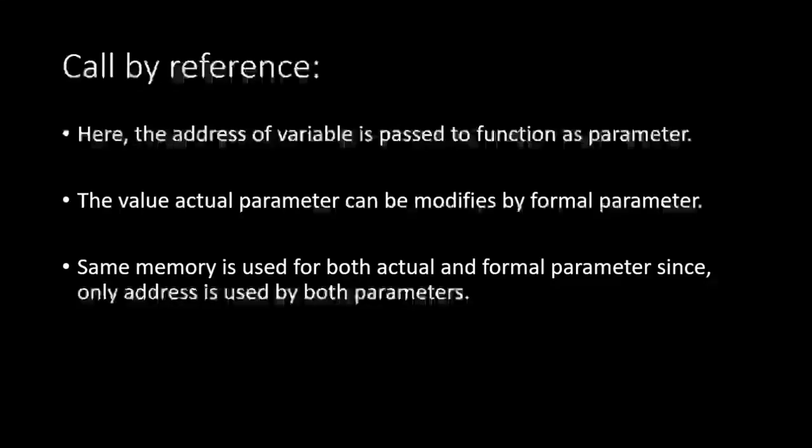And we are moving towards call by reference. The name itself indicates that we are just referring to the address of the variable. Here the address of the variable is passed to a function as a parameter. The value of the actual parameter can be modified by the formal parameter. In call by value, the parameter cannot be modified; here it can be modified. The same memory is used for both actual and formal parameters, since only the address is used by both parameters. So this is called call by reference. In simple words, we are just calling the address of the variables and swapping through the addresses.